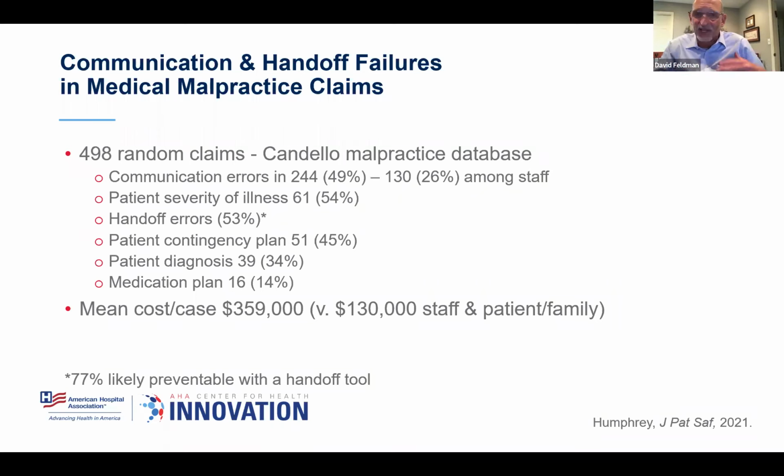And again, looked at the kinds of things I've just been telling you about. All the problems that can exist between team members, communication errors. What is it they're miscommunicating about? Severity of illness, handoffs, contingency plans. The percentages represent the percent of these 500 claims, random claims, where there were these issues between staff. 26% of them were between staff. The rest obviously were between the patient and the provider. But just look at the ones among staff, 26%, and those were twice as expensive.